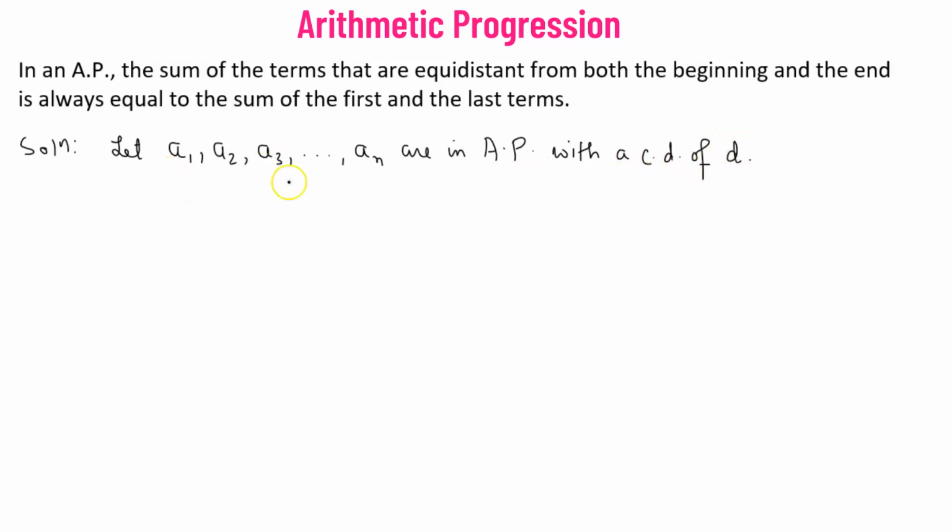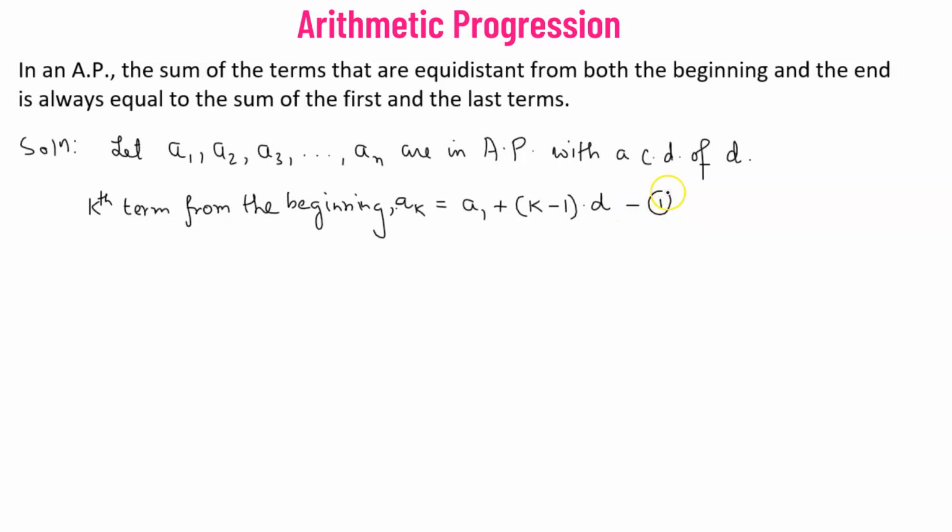Now, in all the n terms, let's say we consider the kth term from the beginning. So the kth term from the beginning will be represented by a k. So that's equal to the first term, which is a1, plus, since we have k number of terms here, k minus 1 multiplied by the common difference d. So let's call it number 1.